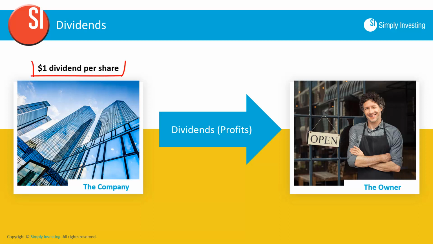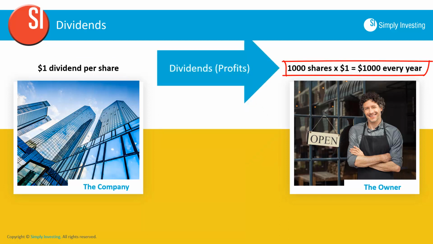For example, if a company is paying a dividend of $1 per share and you own 1,000 shares, you will receive $1,000 every year for as long as you own those shares and as long as the company continues to pay the dividend. The dividends are deposited into your trading account as cash, so you can spend that money if you wish, or you can reinvest it.